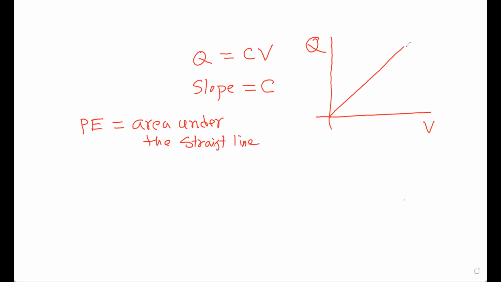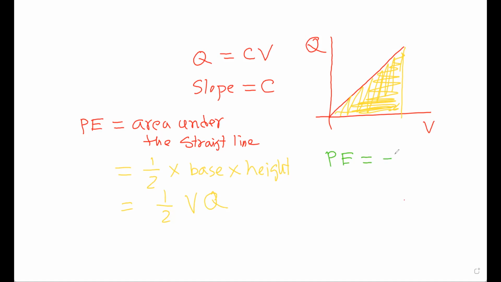And the area under this straight line is basically this area, right? And you see this is a triangle, right? So what is the area of a triangle? Area of a triangle is half base times height, right? So here base is V and height is Q. So the potential energy a capacitor can store is equal to half QV.